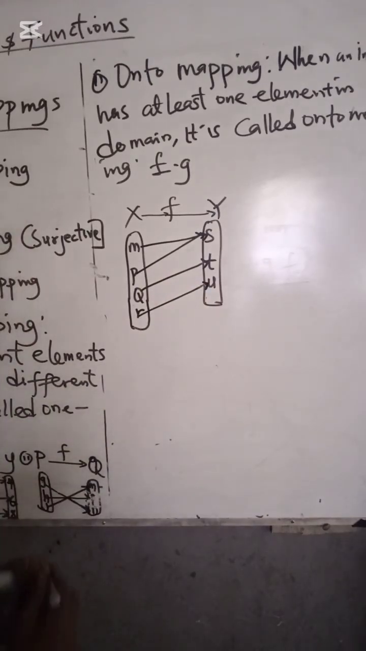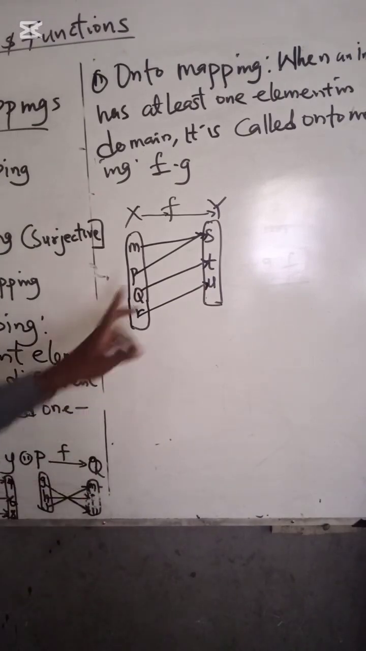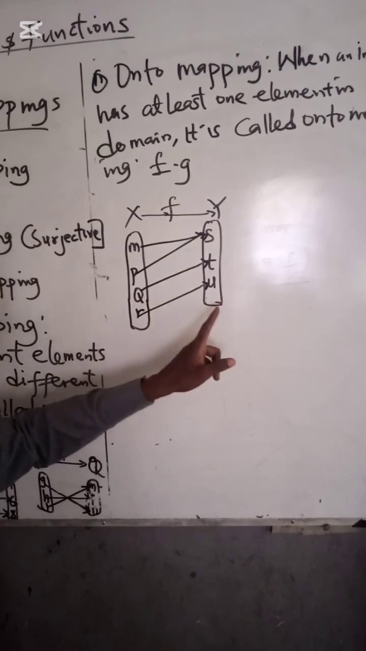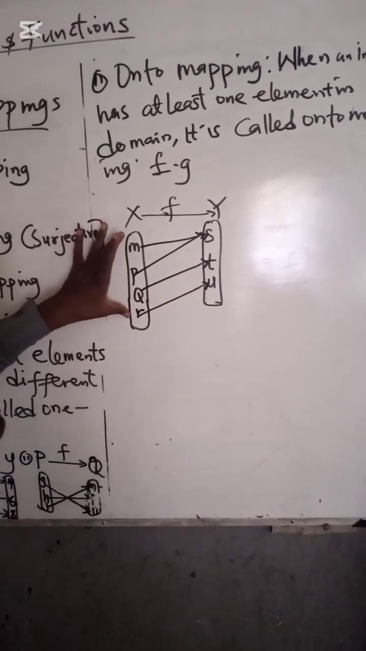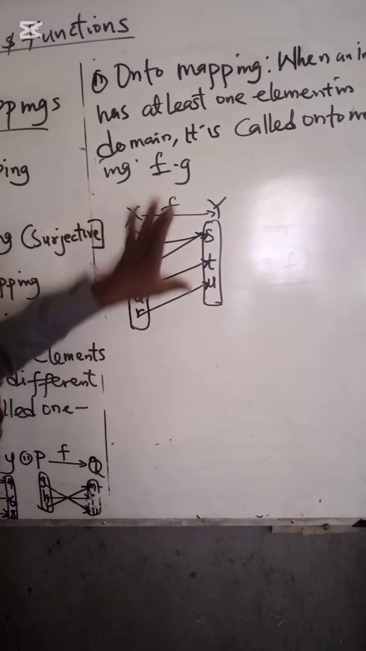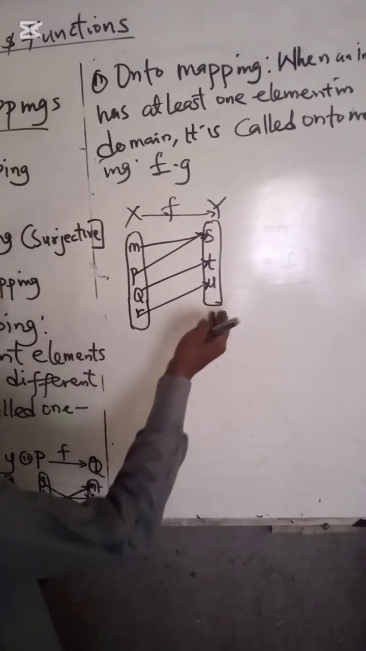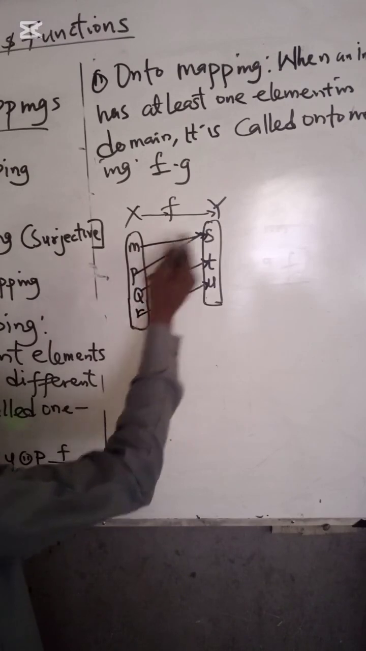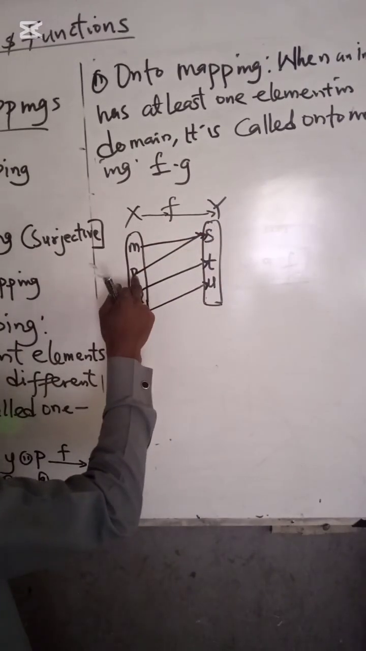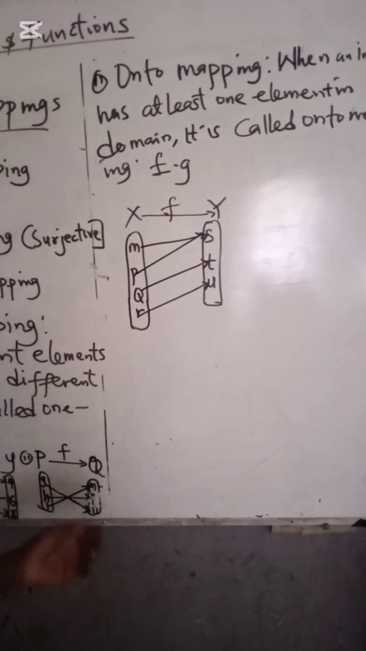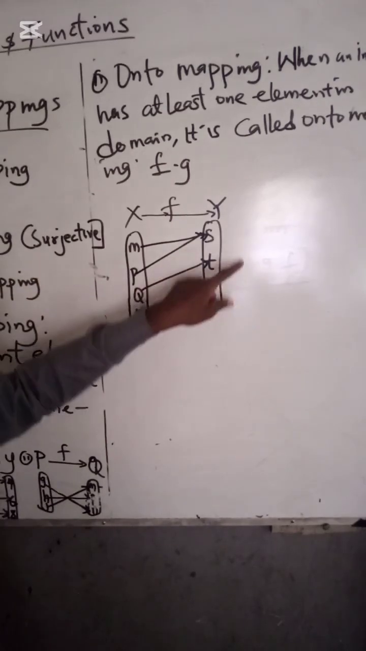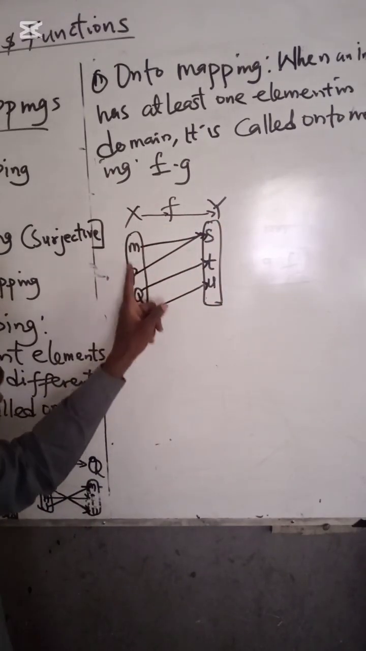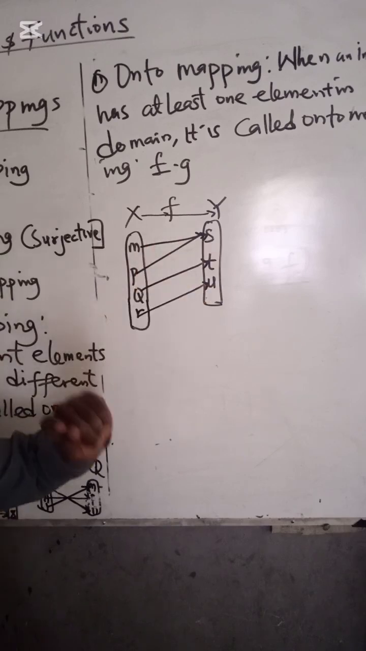Now, let's look at this critically. If you check, each of the images you have here has elements in the domain. So for them to have elements in the domain, it means it is an onto mapping. Now, why? We can see M, the image is X. P, the image is also X. In the case of one-to-one mapping, we would have said that this is not one-to-one mapping.